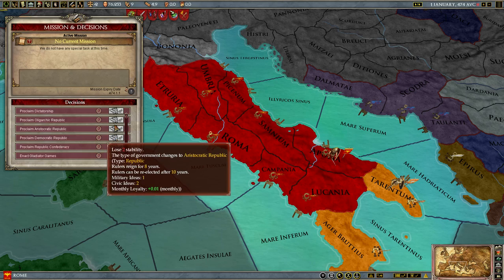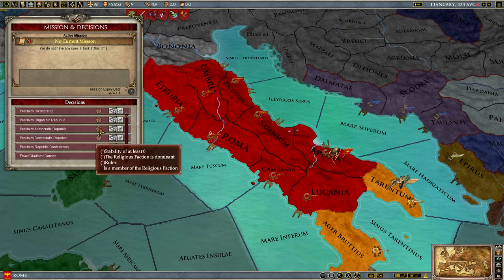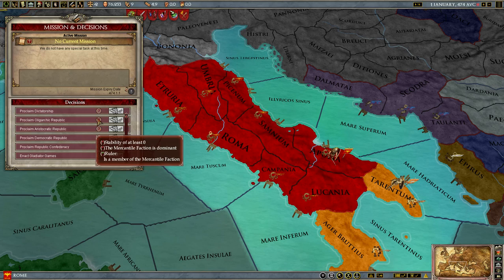You can also change your government type here. Each type of republic has its own faction behind it. So, in order to proclaim an aristocratic republic, the religious faction must be dominant, and the ruler must be a member of the religious faction. I'm almost to getting an oligarchic republic, but not quite. The mercantile faction isn't dominant enough.